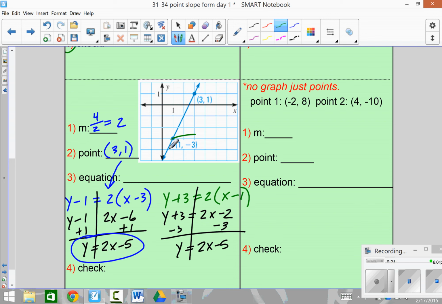Now if you chose the other ordered pair, which is 1, -3, your answer is going to look like this for your point slope form. Notice it's a +3 because remember we have a -3 for our y here. However, when you rewrite this in slope-intercept form, you're going to get the same exact check as the person that had chosen the other point, y equals 2x minus 5.